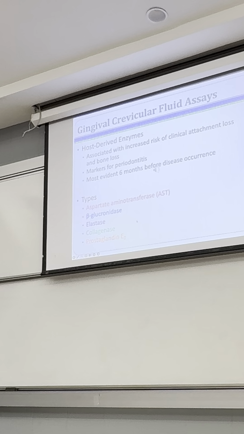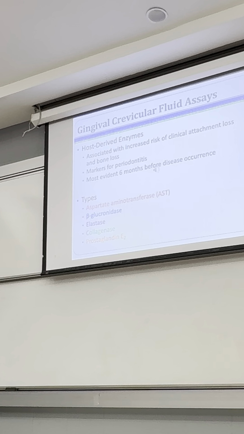So there are host-derived enzymes. Again, some of this should be a review from earlier this year, last spring. We know that certain enzymes are associated with increased risk of clinical attachment loss and bone loss. They're markers for periodontitis, so when we see those, we know that there's a risk for periodontitis.